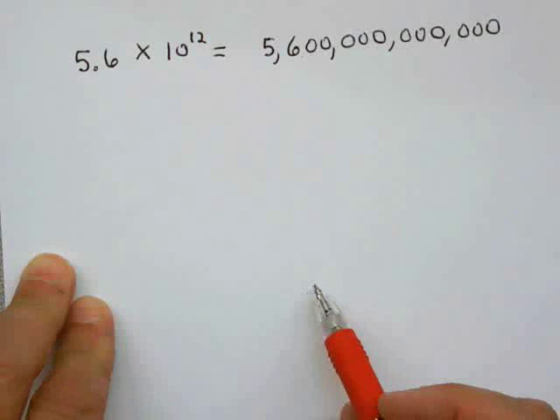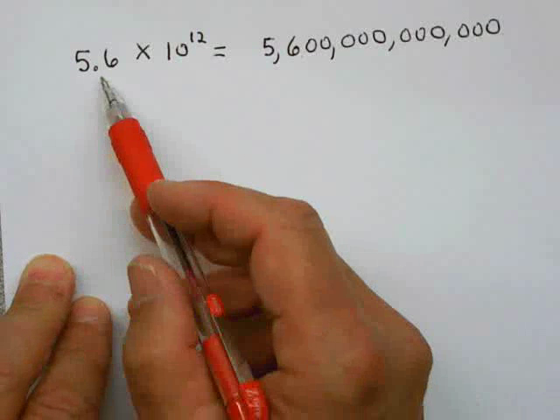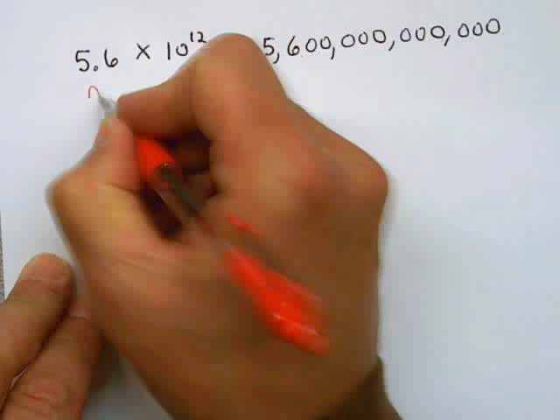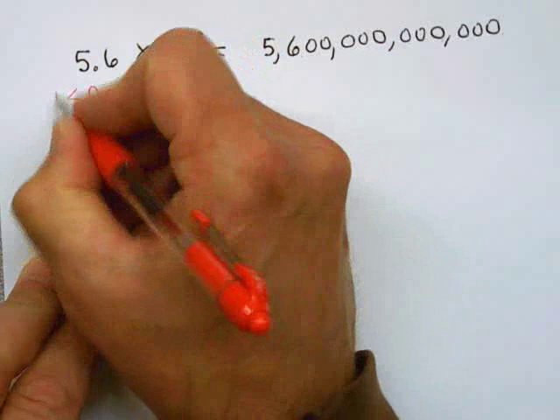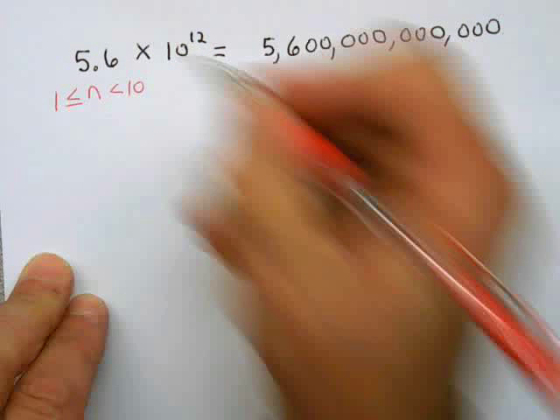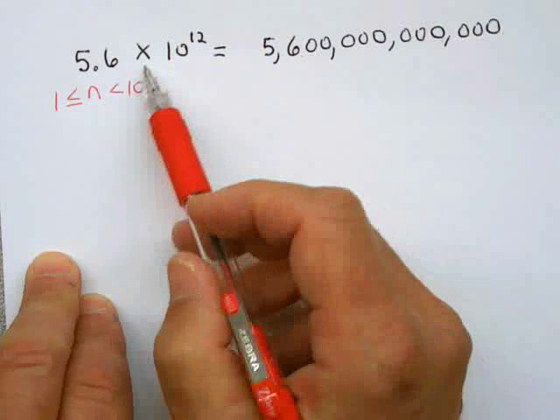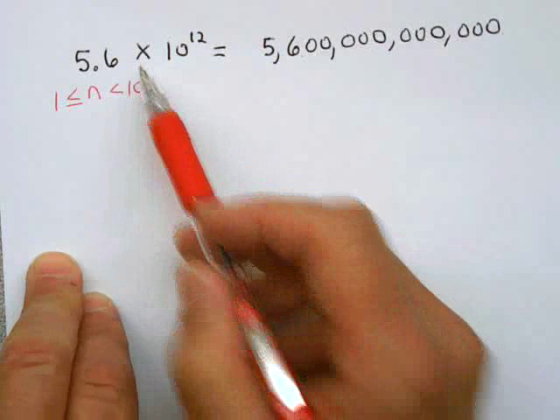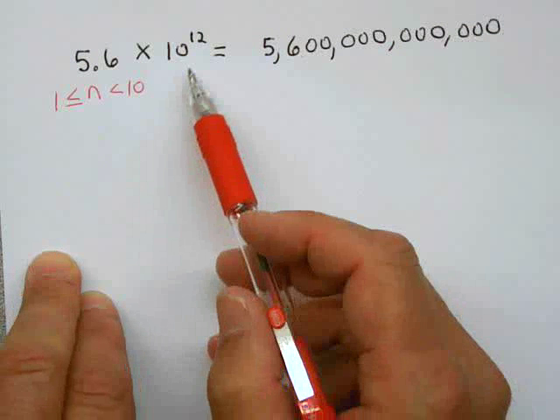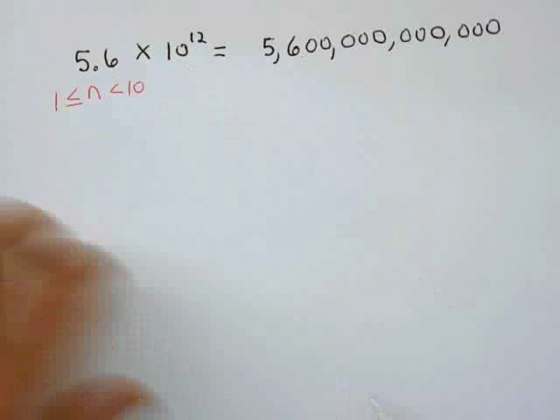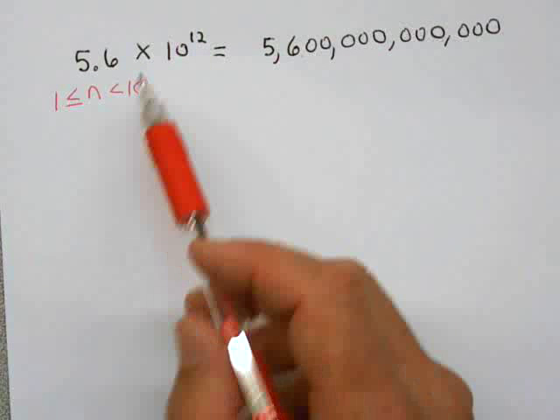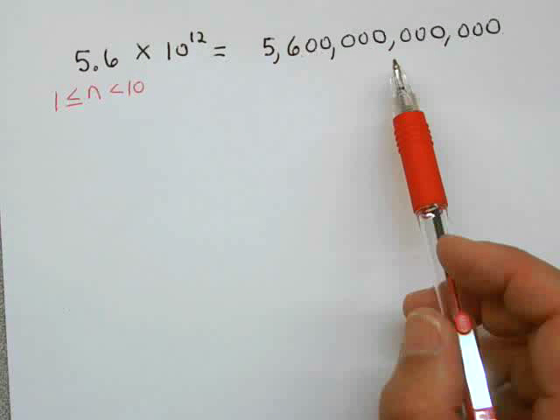And just want to check two things. One was the first factor was this number, greater than or equal to 1 and less than 10. The answer to that is yes. Was an x used for multiplication? Yes, it was. And was the second factor a power of 10? Yes to all of that. This is scientific notation. This is standard form.